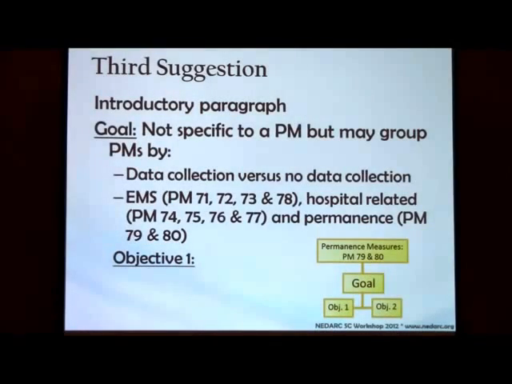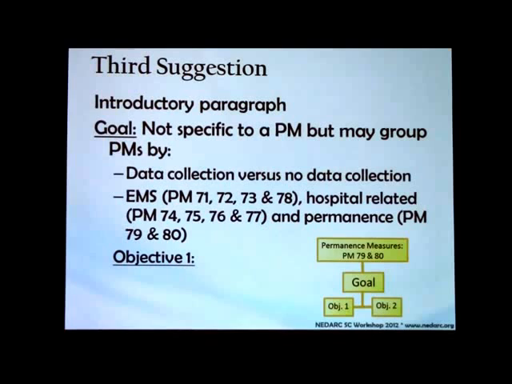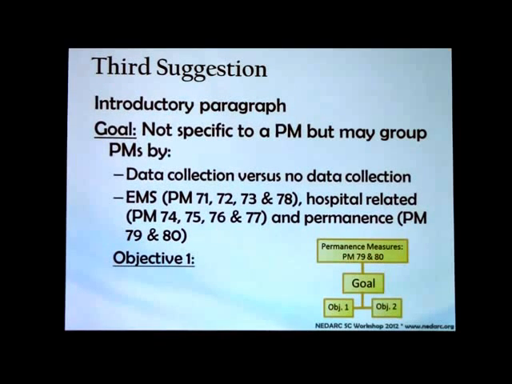All right, third suggestion for structure of the methodology section. Again, you'll want to introduce your structure to your reviewers. This time, instead of just having one overarching goal or one goal for each measure, you could group your measures by ways that they are related to each other. For example, data collection versus non-data collection measures, and then have a goal for that group and objectives for that goal. Or you could also group them by the EMS, the hospital-related, and the permanence measures. And then again, have a goal for each of those groups and objectives for that goal. And this, again, org chart kind of shows you that structure.